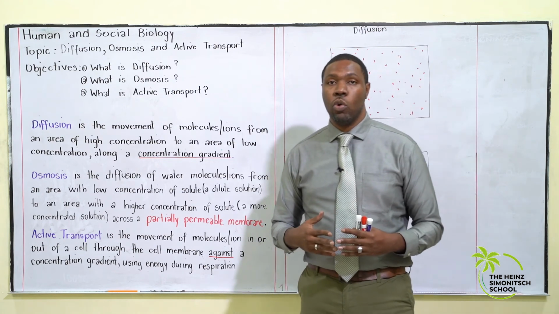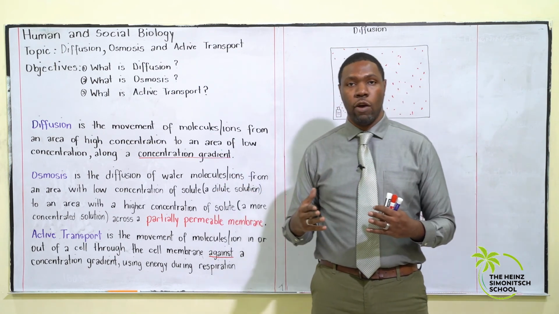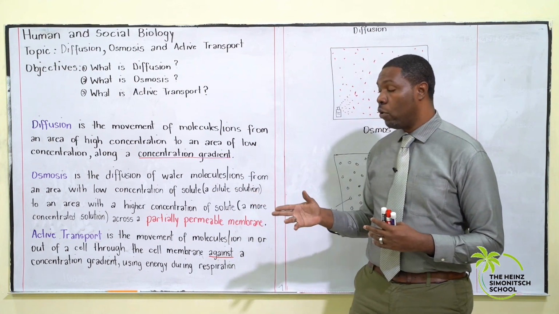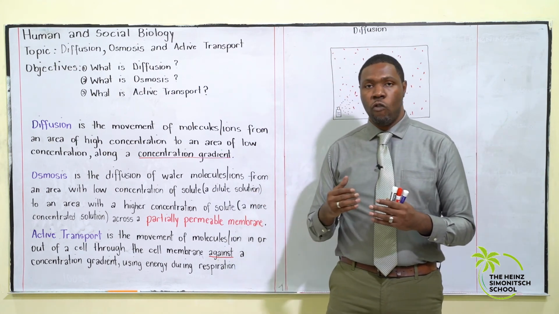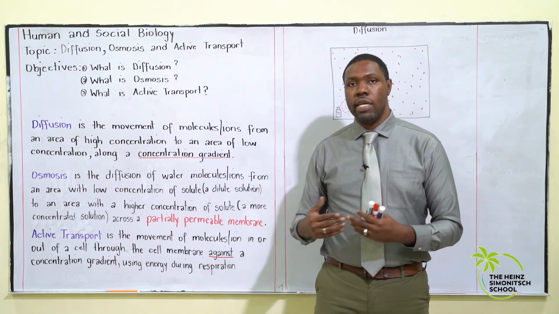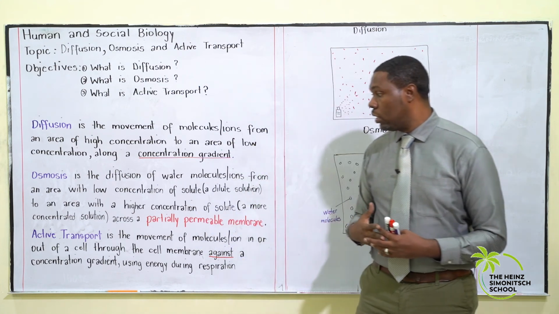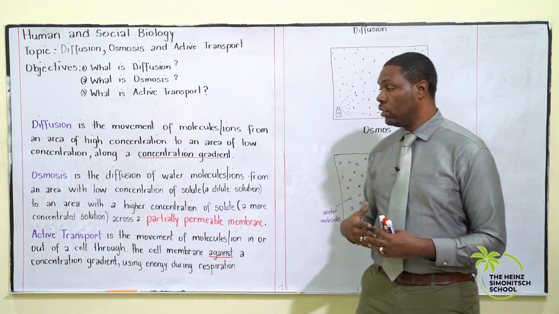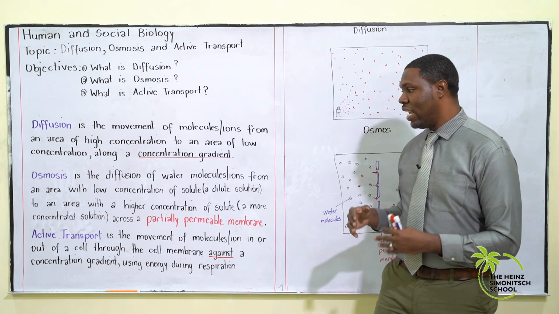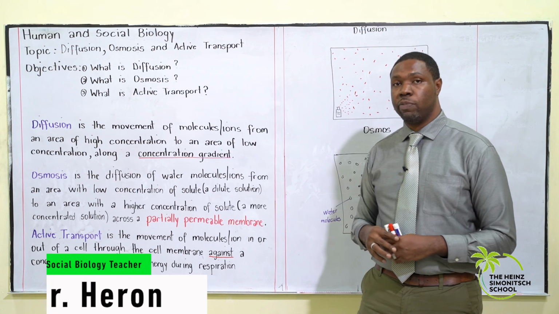Now, it's important to note that with diffusion and osmosis, the movement of molecules is random. As a result, no energy is needed. However, for active transport, the molecules or ions are moving against the concentration gradient. As a result, it needs energy, right? So, active transport is the movement of molecules or ions in or out of a cell through the cell membrane against a concentration gradient using energy during respiration.